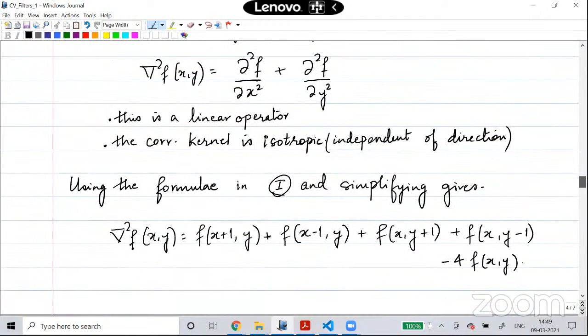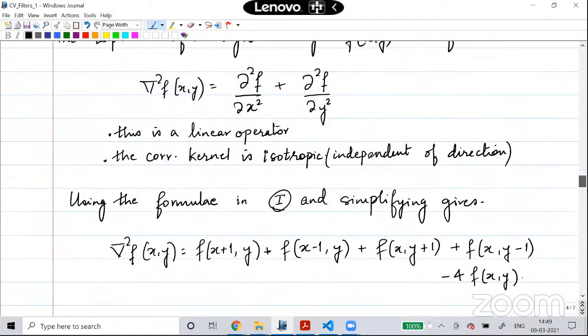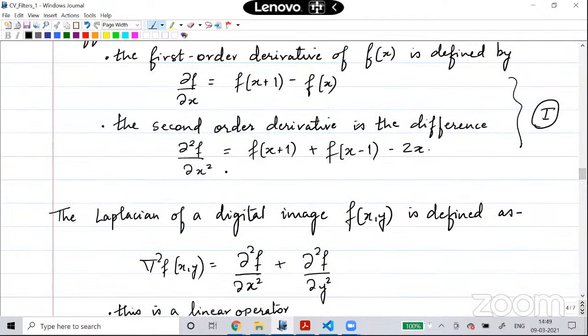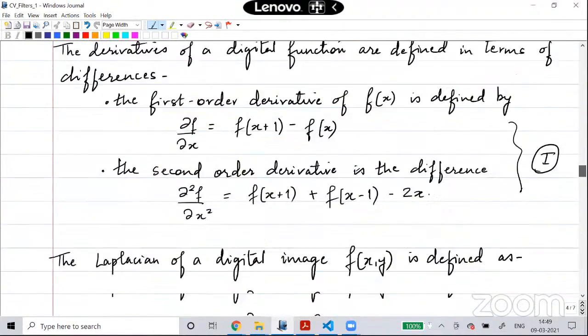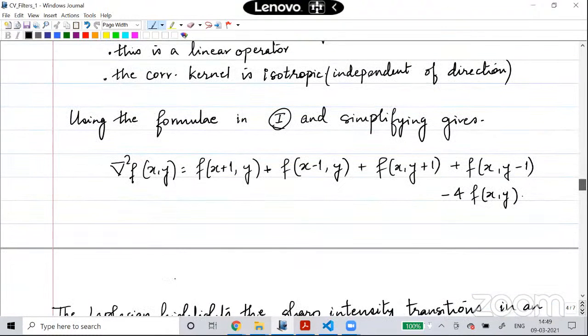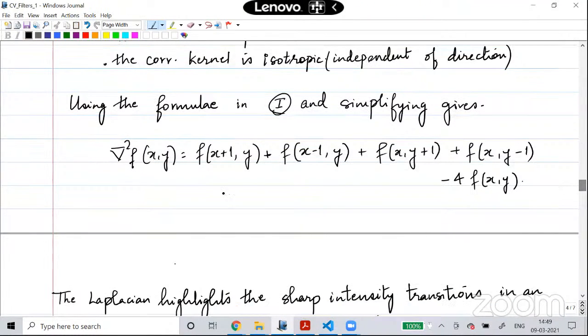Yeah, so here what I've done is just written the simplification of this formula in two dimensions. If you have del squared f of x, y, and write out all the terms for the second order derivative and simplify, this is what you will get. So I've just written that down once. But then you can see what should be the kernel that corresponds to this.